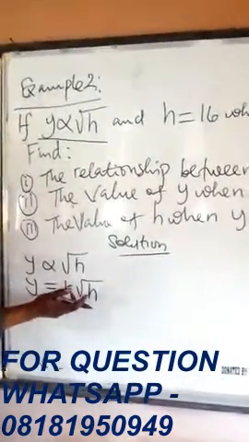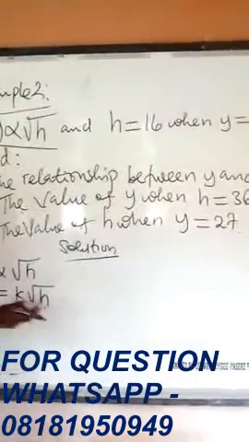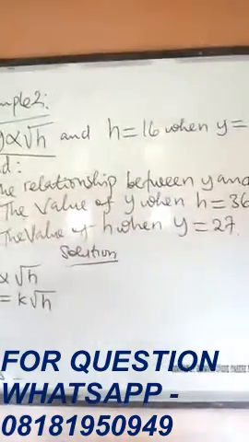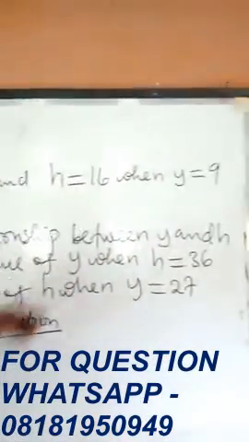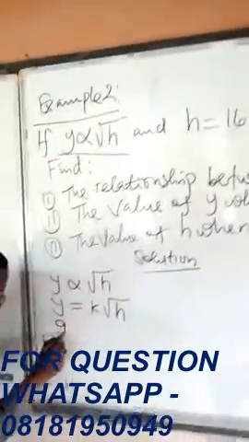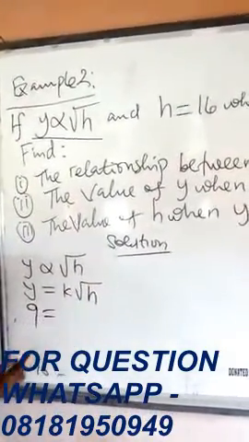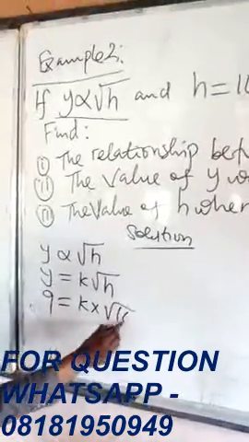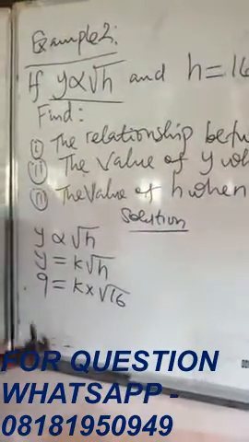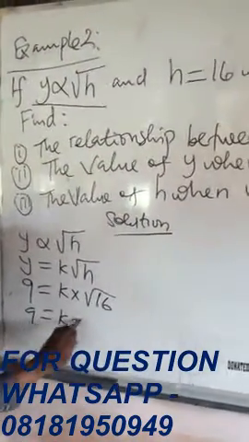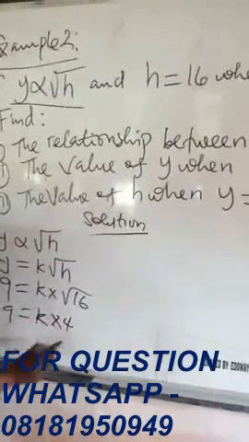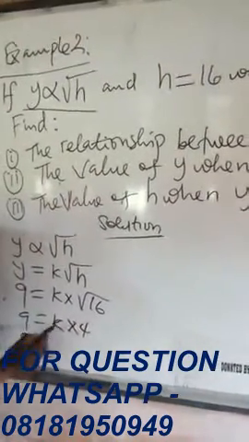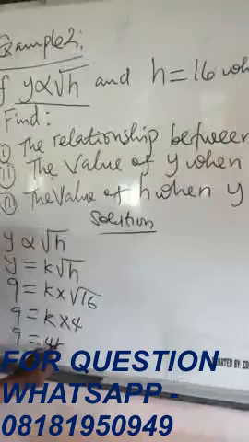k square root h means k times this. Now we want to substitute the values. You say when h equals 16, y was 9. So I put 9 here, I'm substituting now. So I'm now saying k times h was 16. You all know that equals k times the square root of 16. Square root of 16 is 4. 9 equals k times 4, that will give us 4k.